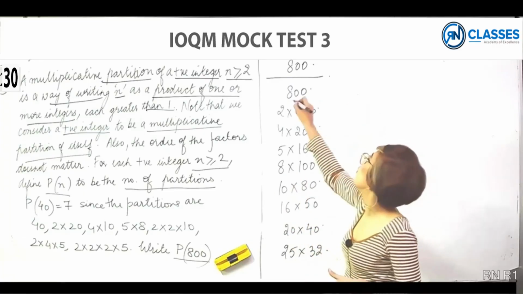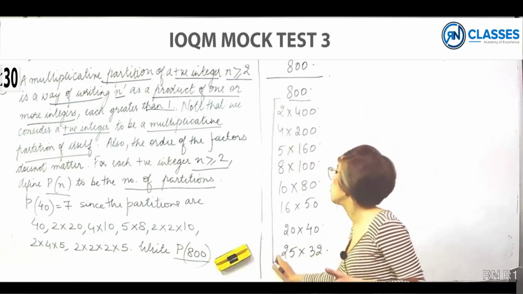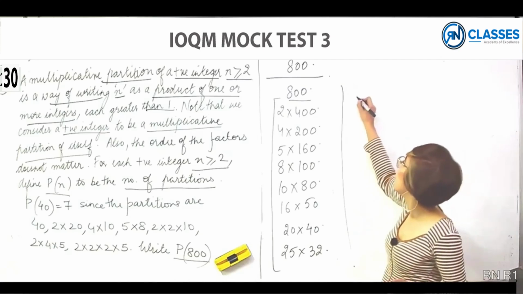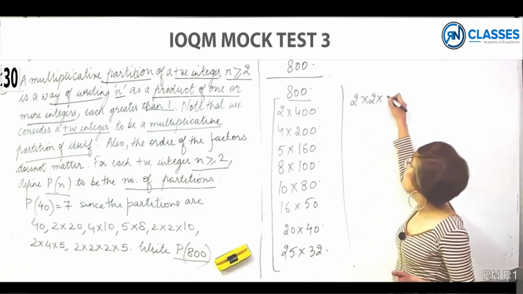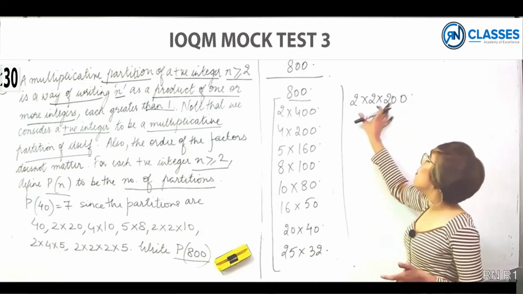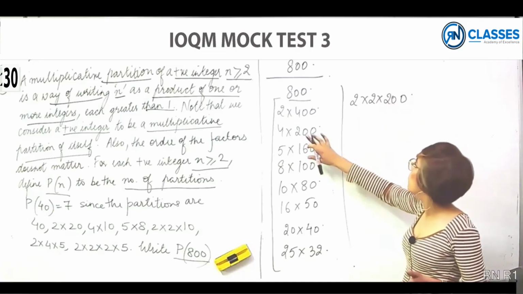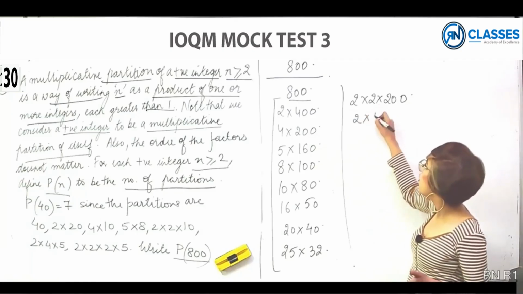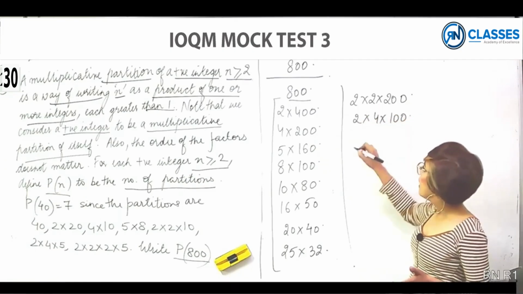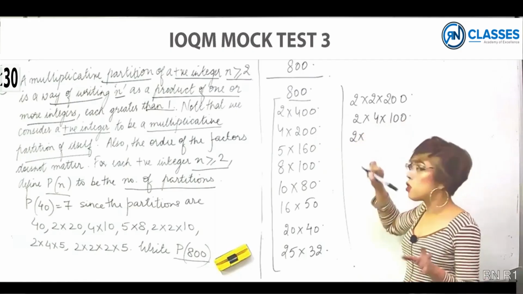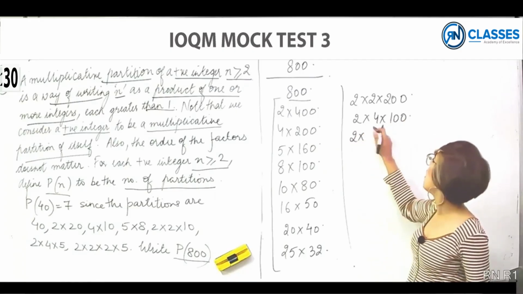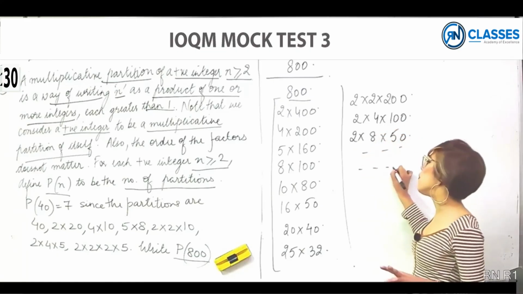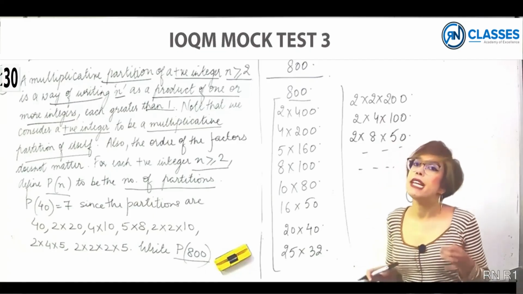So first I wrote the product of one term, that is this. Then I wrote the product of two terms. Then I can go for the product of three terms, so I can write 2 into 2 into 200, right? Then I can write 2 into 4 into 100. Then I can take 2 into just 3 terms, so 2 into 8 into 50 and so on. In this way you have to write each and every case.